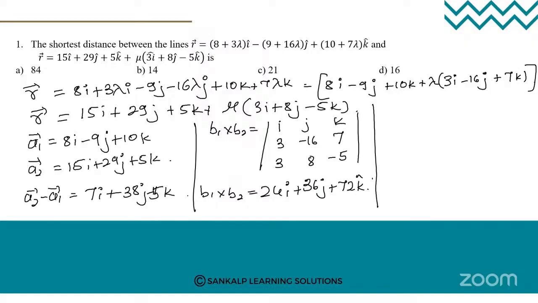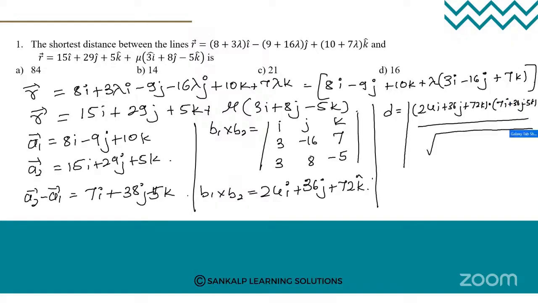Okay, so we can apply the formula. What does the formula say? b1 cross b2, 36j, 72k, dot a2 minus a1. How much did we get? That is 7i plus 38j. Correct, 38j minus 5k, divided by the magnitude of b1 cross b2.